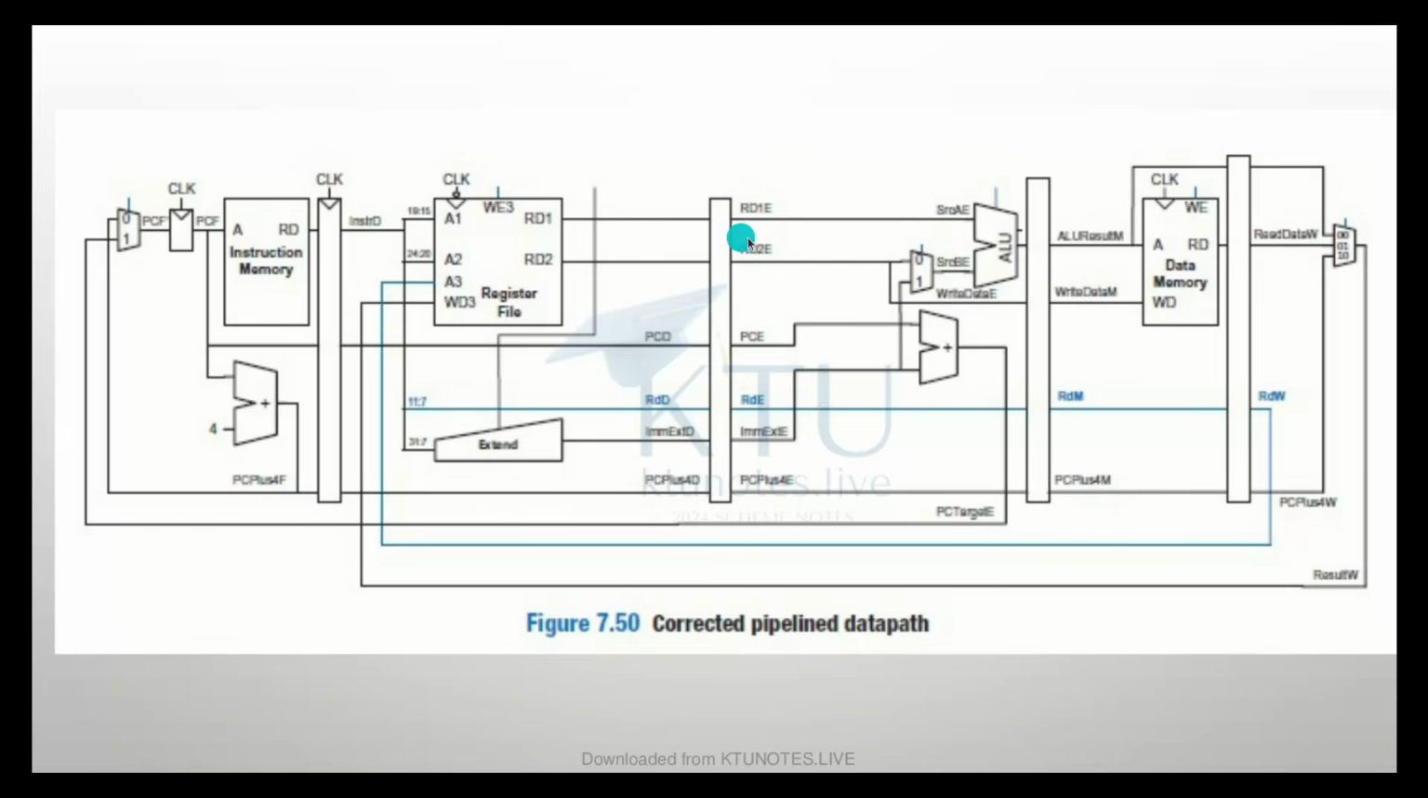Now RD1E, and so here the RD1 and RD2 values are stored, and the RDD value is also stored, and the PCD value is also stored. Then what else is stored? PC plus 4D value is also stored in here. Why? That we will discuss, why we have to do that. Fine. Now we have understood RD1E and RD2E.